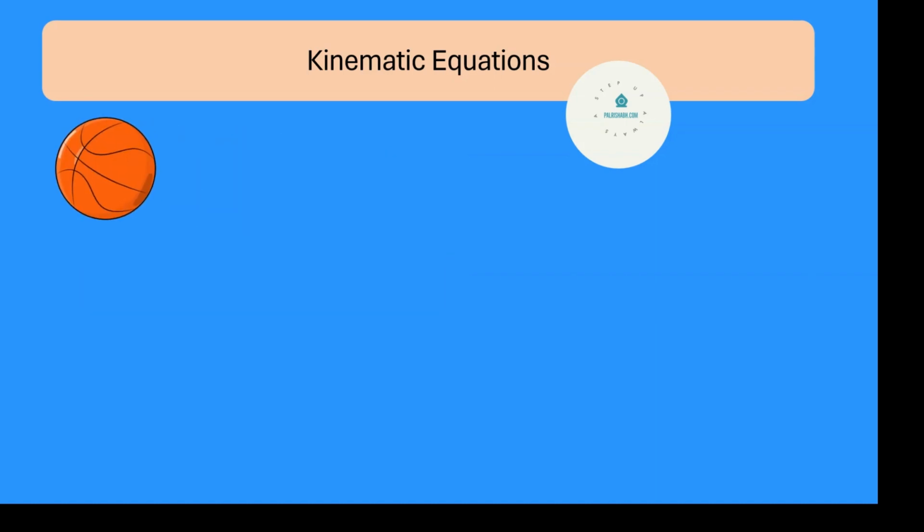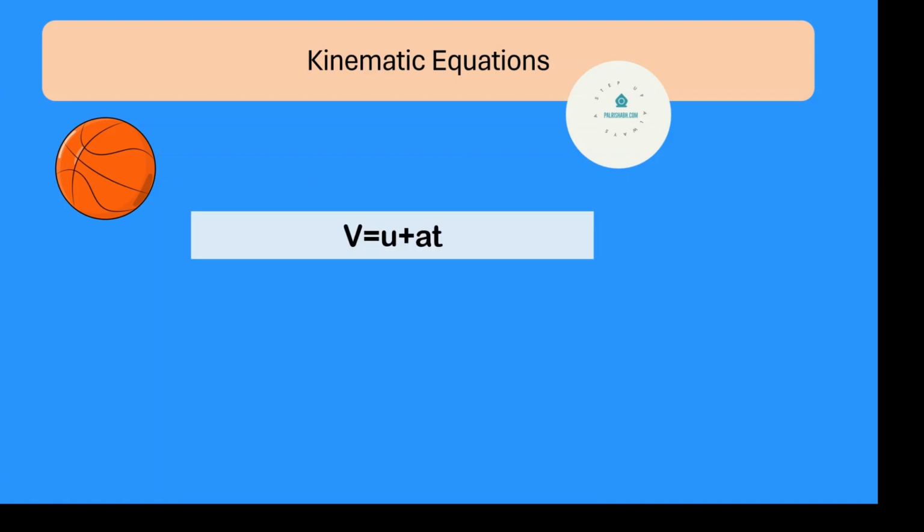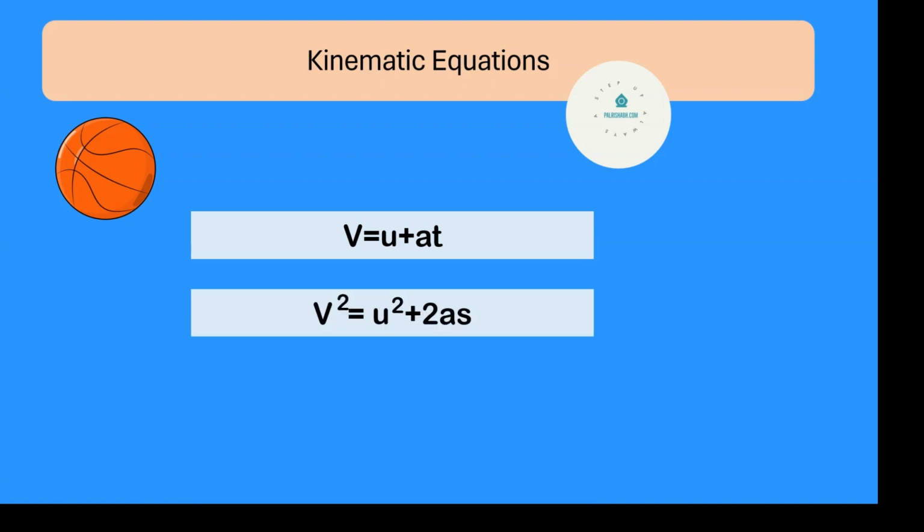Let's write down the equations on the board. The simplest of them all is v is equal to u plus at, which is final velocity is equivalent to the sum of the initial velocity and the product of the acceleration and the time. The second equation is v square is equal to u square plus 2as, or the final velocity square is equivalent to the initial velocity square plus 2 times the acceleration and the displacement.